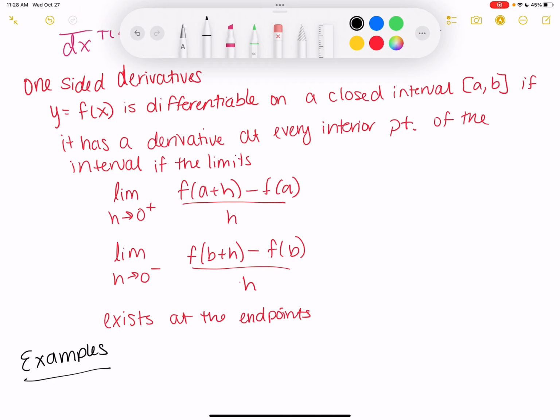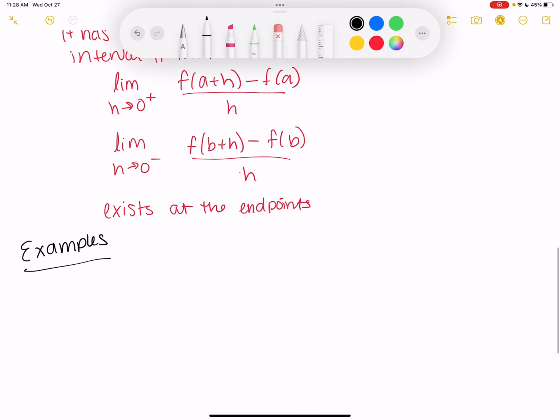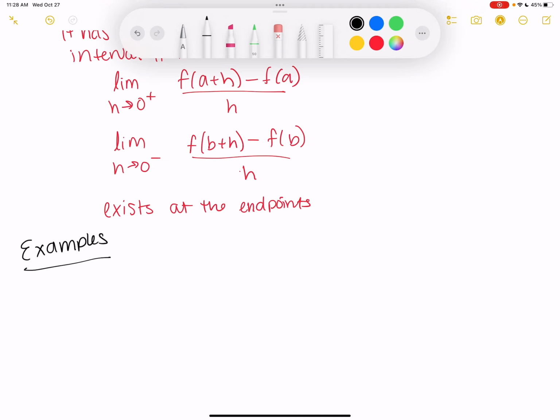I'm ready. The limits are, like, there. Yes. I don't want to start examples without you because you'll get confused.